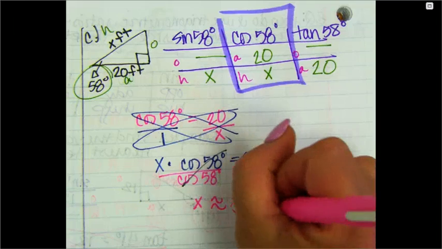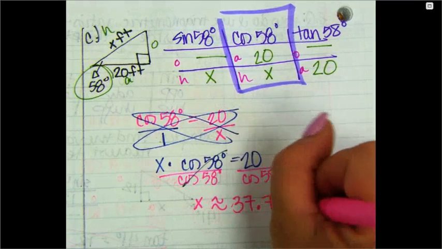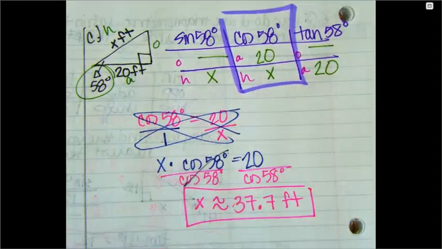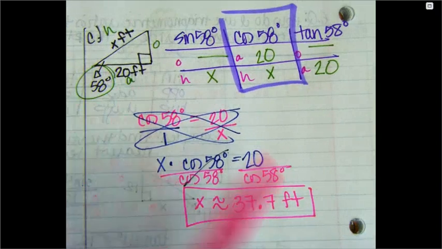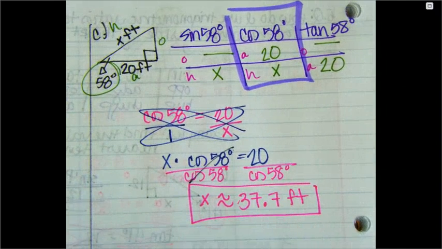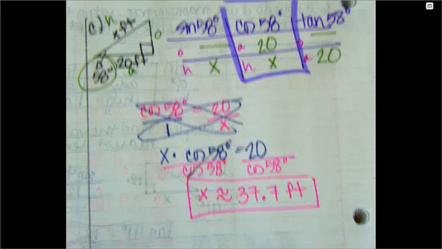37.7 what? Feet. Why do I care that it has feet? Did the problem have feet? Then this has to have feet, yes? Who's right? Good. Questions? Okay, I'm going to do one more, and the reason why is I'm going to switch it up.